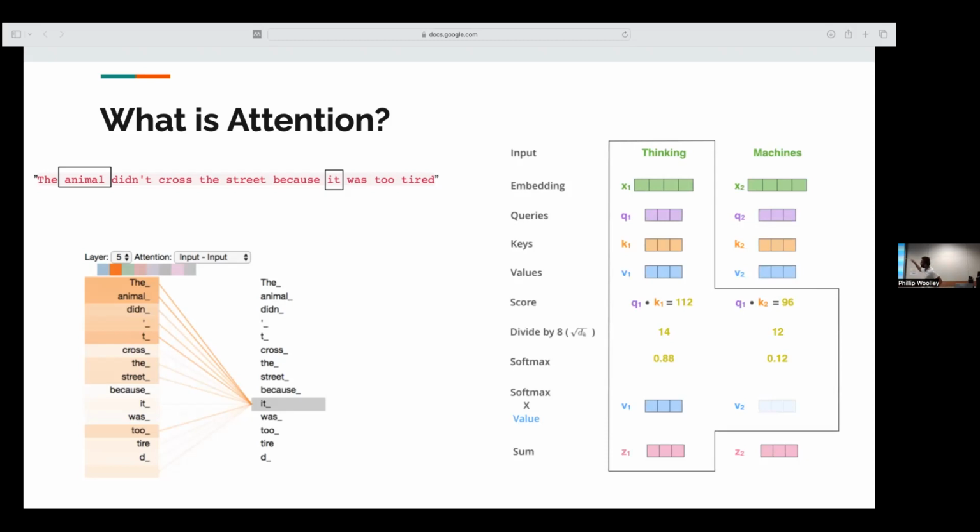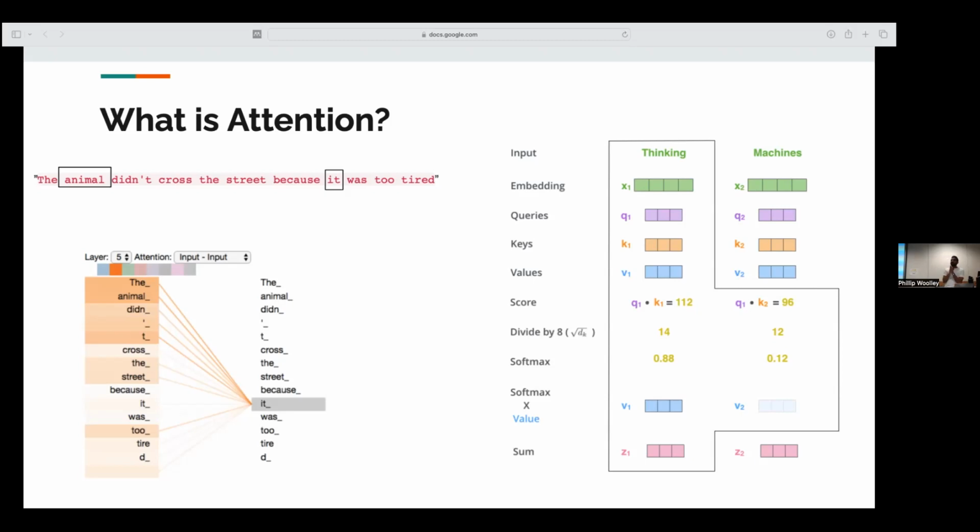Once you have this embedding, using it you calculate 3 different things. The first is queries, the other is keys, the third is values. Do people know how we calculate it? Or should I just go over it? Okay, I'll just explain. So you have this embedding vector xi, right?